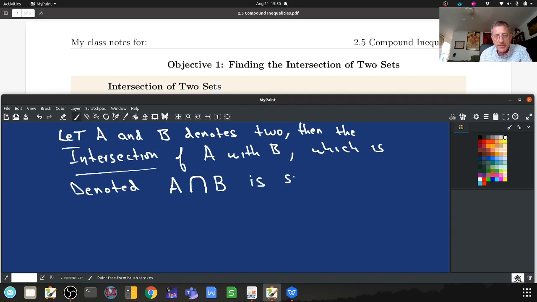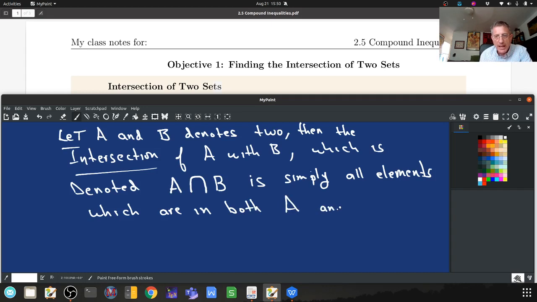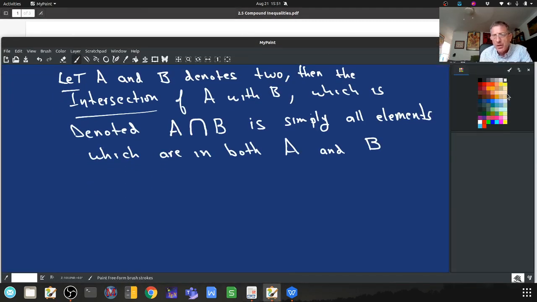Well, that is simply all elements which are in both the set A and the set B. So visually, we can denote it if I have, this is set A, and this will be set B.